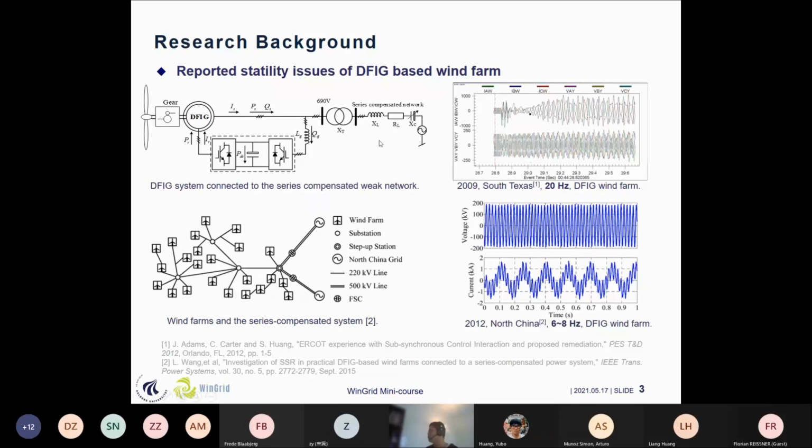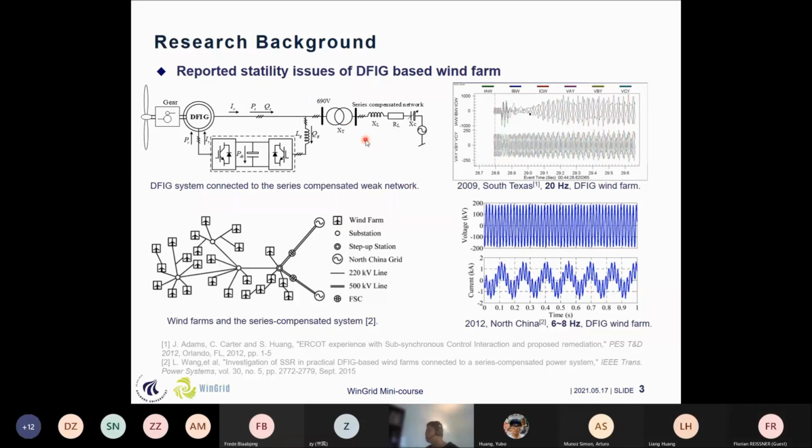maybe I can use a pointer. So you can see here that this is the difference from yesterday's topology connection. Here we consider the series compensated network. We also call it a weak grid network because in real applications, the DFIG-based wind farm is not connected to a strong grid. It will be connected to the grid through maybe a 100 kilometer line or even longer.